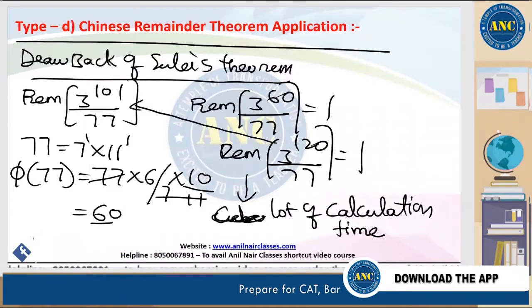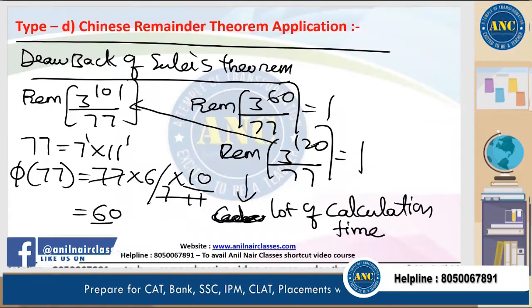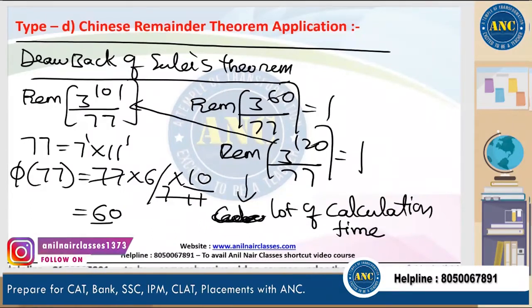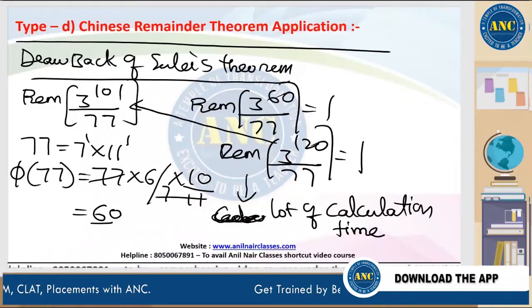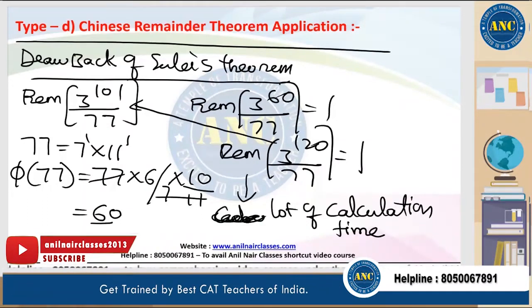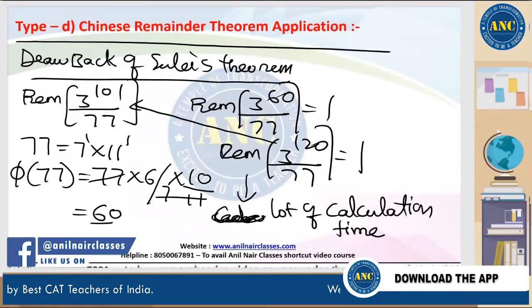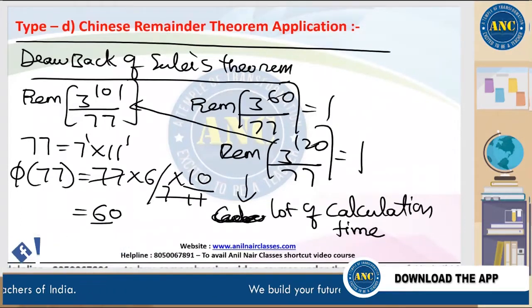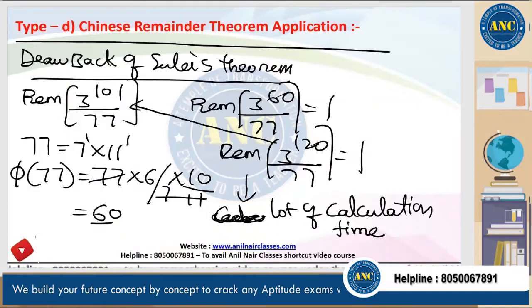So for a few problems, if I use Euler's theorem, I hope it is clear. If the question is 3 power 101 by 77, the quotient is 60, 60 double is 120, but I want 101. 19 steps I have to go back, which will take a lot of time for me to solve.